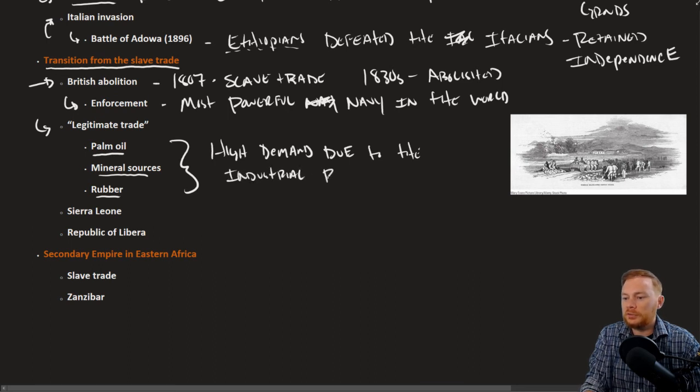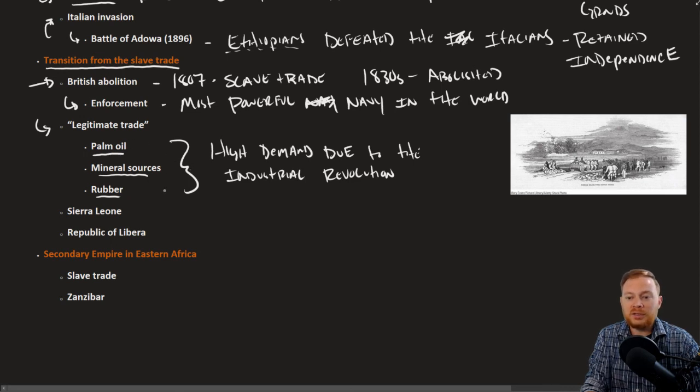These would have been goods that really didn't have all that much of a utility prior to industrialization. Mineral sources, of course, are always valuable. We're talking about iron or tin or copper or gold or silver. We saw that in the case of South Africa. But really what allowed for those sources to become more accessible was technologies like industrial mining or railroads or steamships. Palm oil was used as lubrication for the machinery to make sure that the gears kept going. And of course, rubber would be used for various belts and stuff like that, parts of the machine as well. So these became in much higher demand due to the Industrial Revolution.